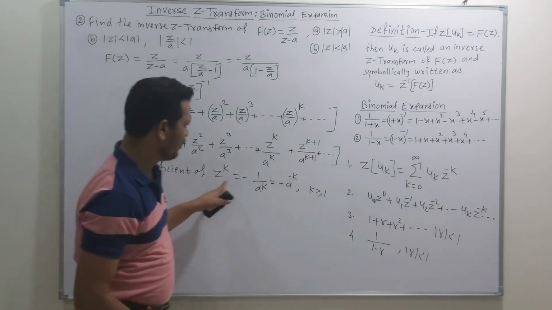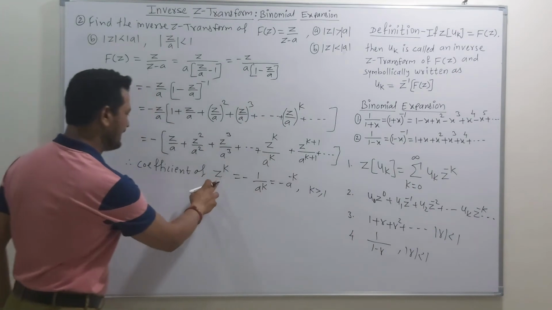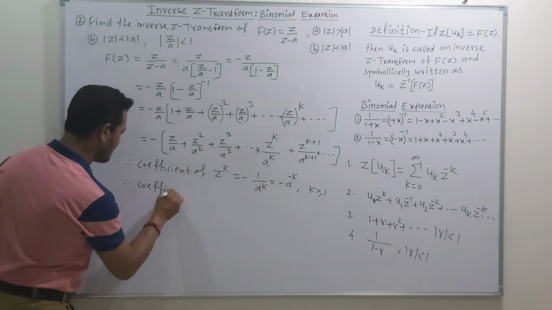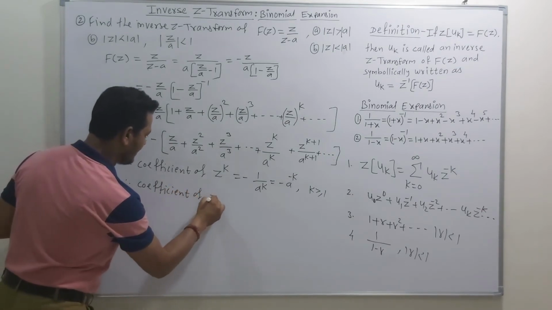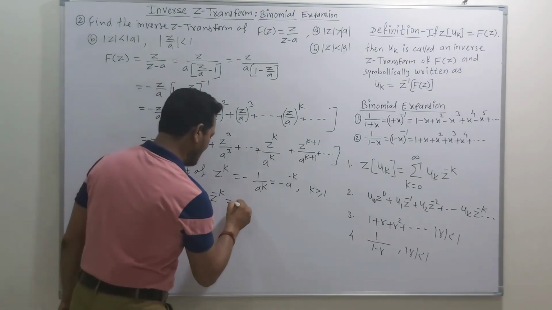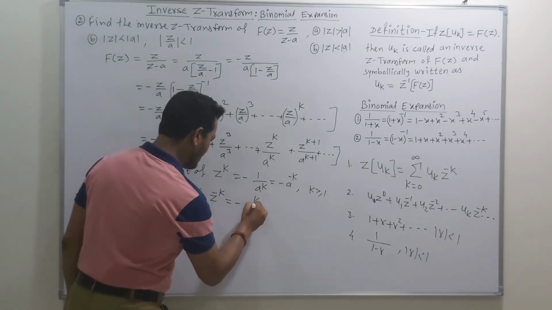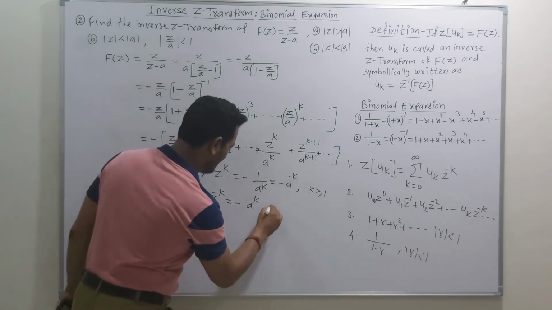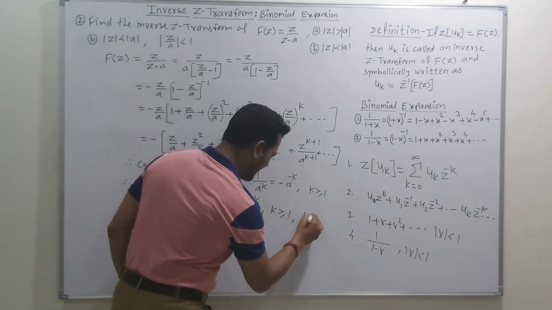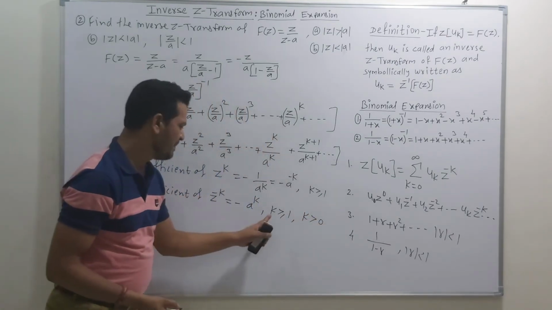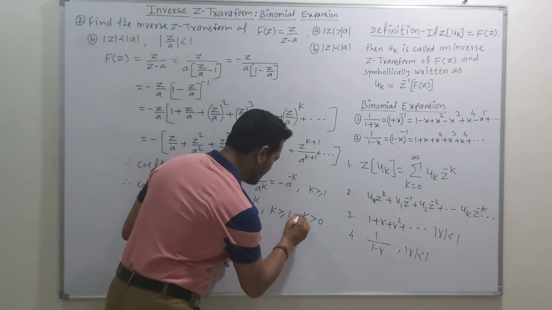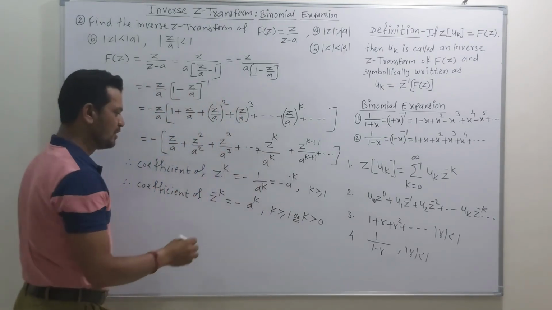Now friends, we are interested in the coefficient of z raised to minus k. Now here we get the coefficient of z raised to k. So therefore coefficient of z raised to minus k is equal to, that means replace k by minus k, we get this as minus a raised to k, minus 1 has become plus k, then this k is greater than or equal to 1. Or we may write this condition as k is strictly greater than 0. So this is the alternative way to represent the value of k.